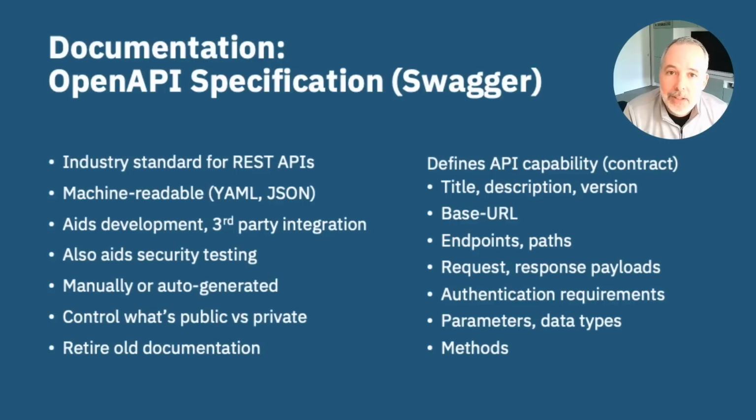Now, the documentation itself is going to define everything about your API. The functionality of the endpoints, the description, where the API exists, the base URL, the endpoints, payloads, authentication requirements, parameters, data types, methods, all of that is captured in this documentation. And you want to generate this documentation, this specification, as much as possible through automation, right? You can write it by hand, but if possible, we recommend that you auto-generate this so that this documentation stays fully up to date.